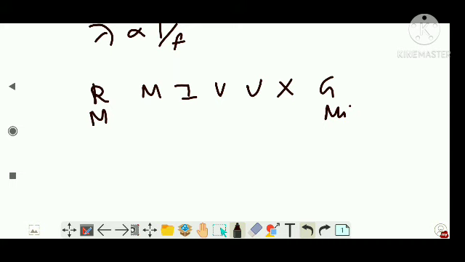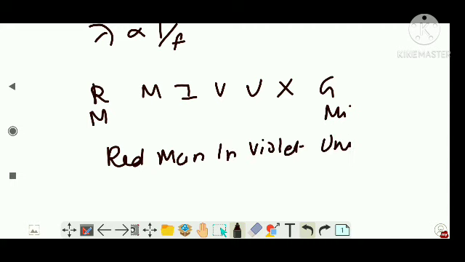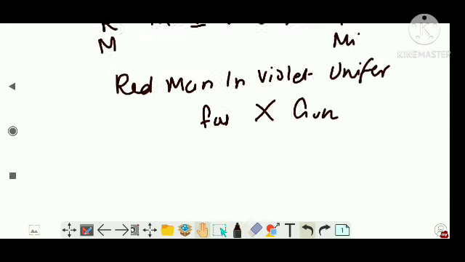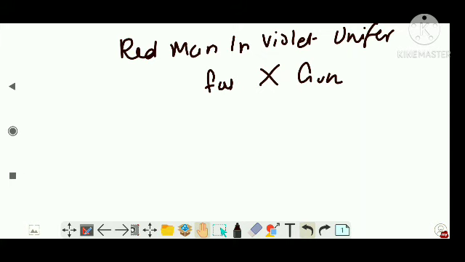Or you can remember like this: red man in violet uniform has X gun. This is just a simple way, if you want, you can remember, clear? The electromagnetic spectrum diagram is there in your textbook, so please understand it and do it.